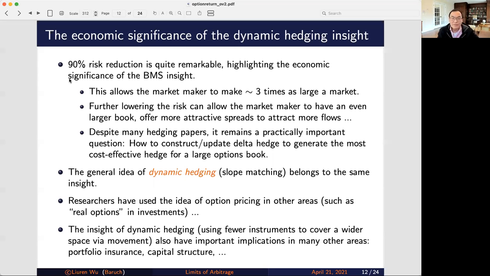Okay? So later we extend this dynamic delta hedging idea to general dynamic hedging on any other risks through slope matching, right? Researchers have been using the idea of option pricing in other areas, for example real options, optionalities in investments. But I feel the insight of dynamic hedging, that is using fewer instruments to cover a wider range of space via dynamic trading, has many important applications as well, for portfolio insurance, for example, or capital structure, right?